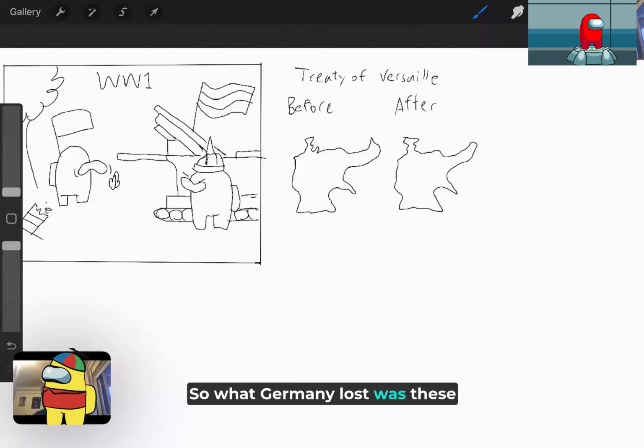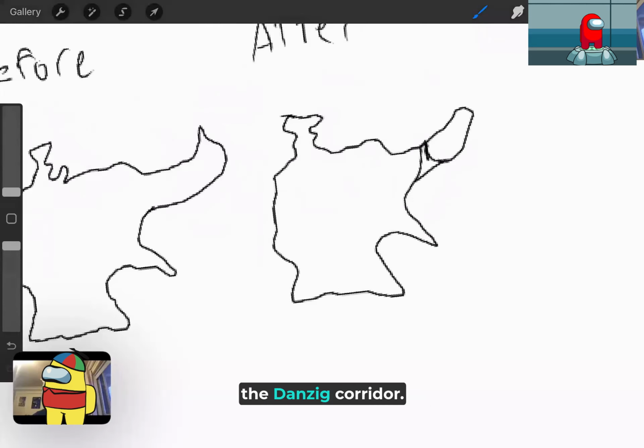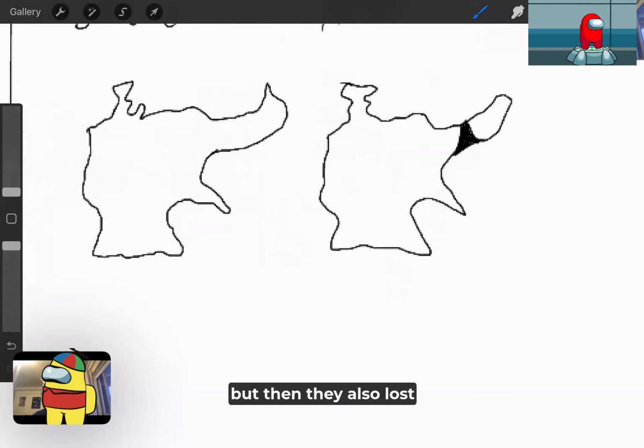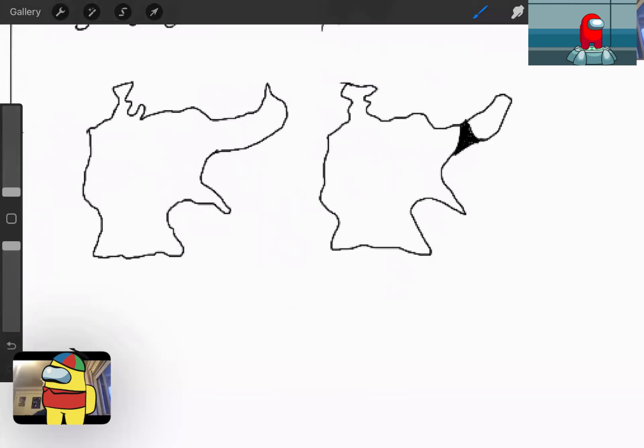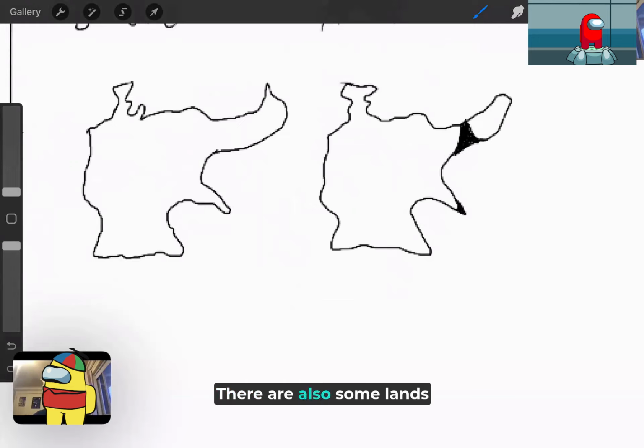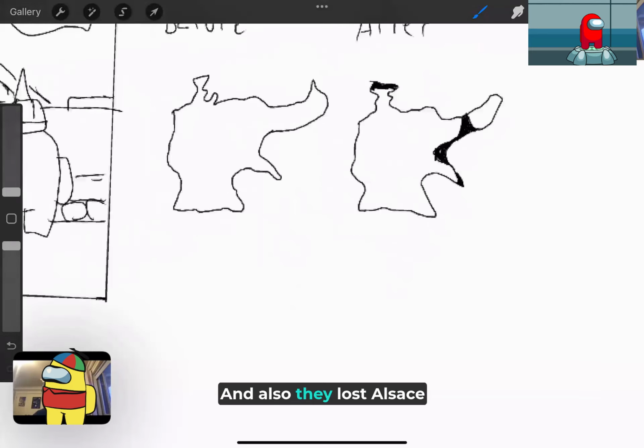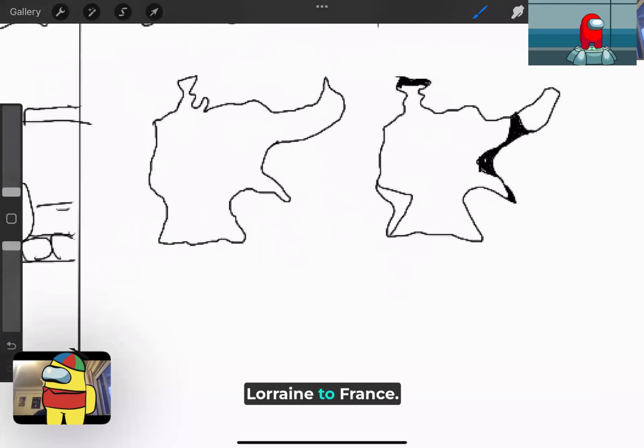So what Germany lost was these territories. One right here, the Danzig Corridor. They kept East Prussia, which is also Kaliningrad, but then they also lost Posen to Poland. And also some lands near Krakow. And yes, right here, they lost this to Poland, and lost some land to Denmark as well. And also, they lost Alsace-Lorraine to France.